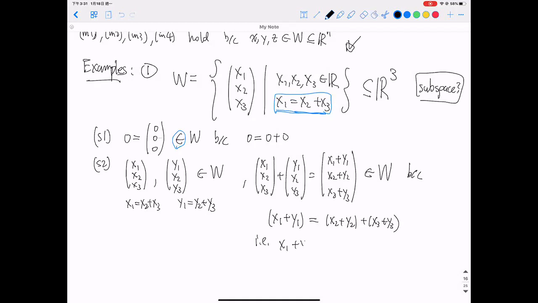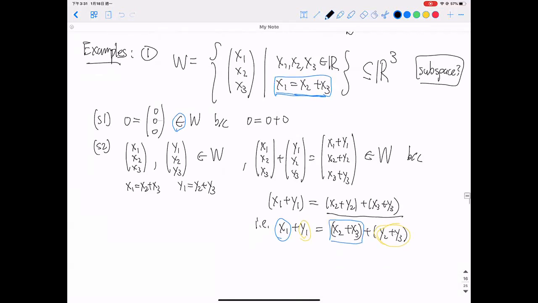That's just true because the right hand side here is equal to x2 plus x3 plus y2 plus y3. And you could equate x1 with x2 plus x3 and y1 with y2 plus y3, and that will make this equation hold true. Hence, the resulting vector is in W.